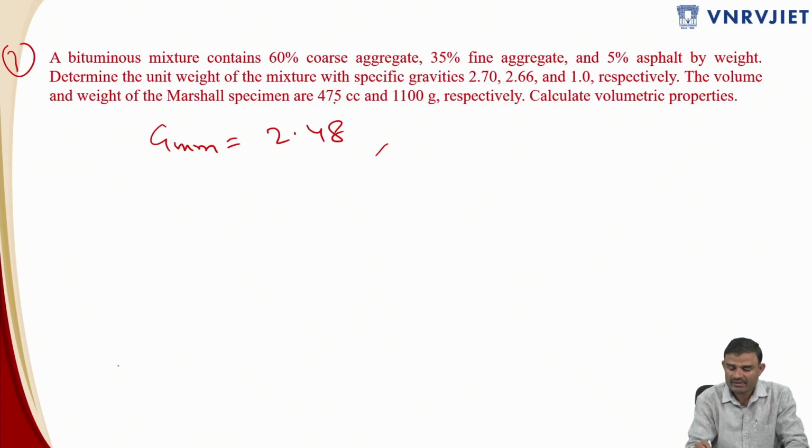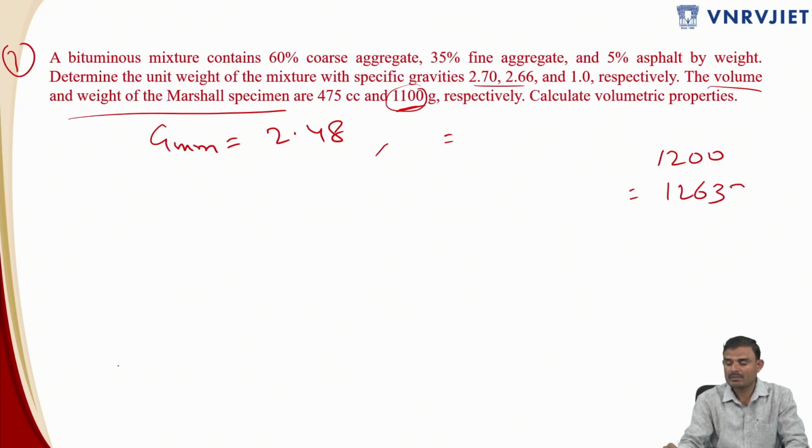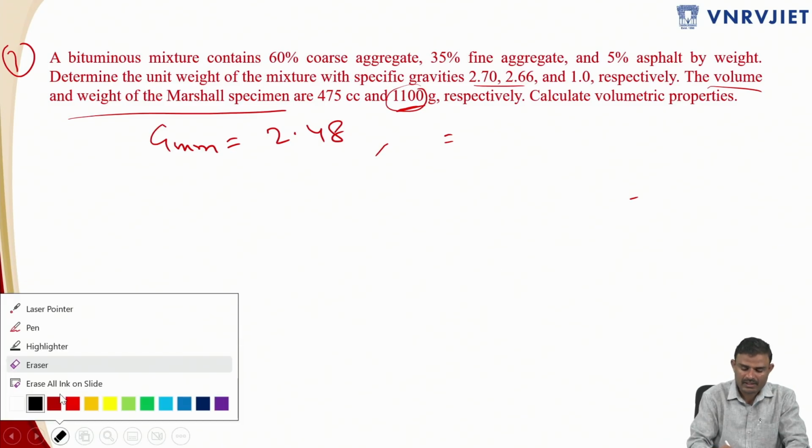For that, they have given that we determine the unit weight of the mixture, with the specific gravity already given, along with the volume and the weight of the Marshall specimen. Just like previously, we have seen the weight and the volume. Instead of taking 1200 grams as the entire weight of the mixture, here it has only 1100 grams. If you have taken 1200 grams and 5% bitumen, then we came to know that it is 63 grams, so the entire mixture should be 1263 grams. But somehow they have cast the specimen with a lower weight, having only 1100 grams as the bulk weight of the Marshall specimen.